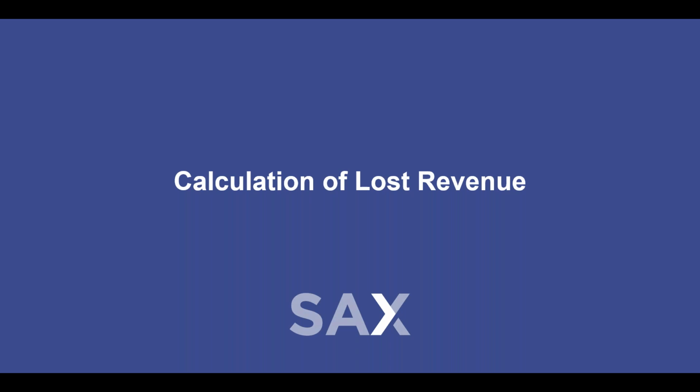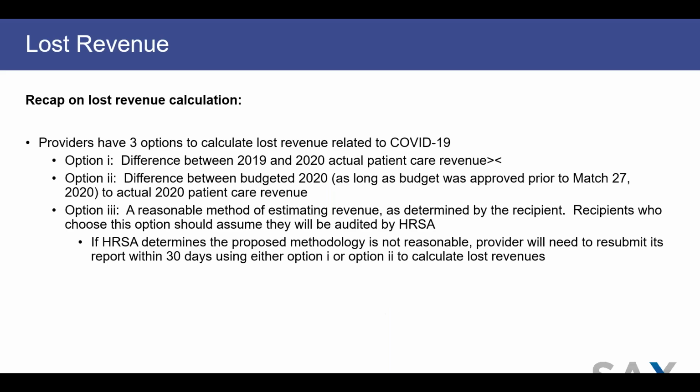So I'm going to be starting off talking about lost revenue calculation. Just a quick recap on where things were with this. Providers have 3 options to calculate lost revenue related to COVID-19. Option 1 is the difference between your 2019 and 2020 actual patient care revenue. Option 2, if you have a budget that was approved prior to March 27th, 2020, you could then look at your budget 2020 versus your actual 2020 patient care revenue.